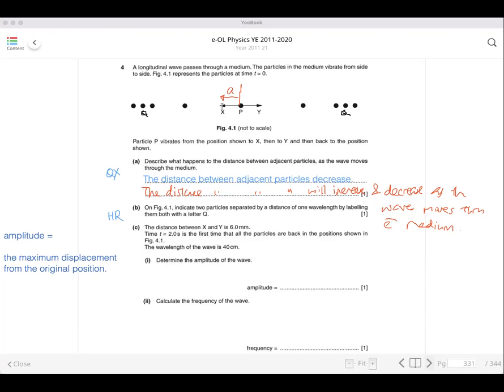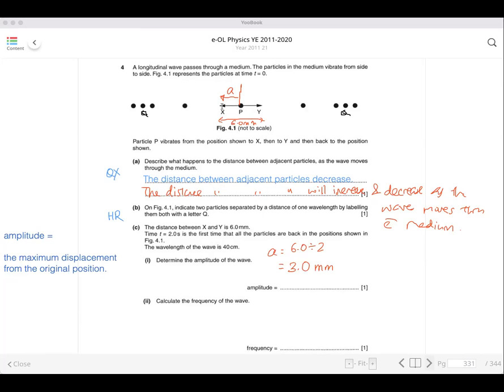Okay, Ryan, that is not the correct accuracy. If x to y is 6.0 mm, the amplitude will be 6.0 divided by 2, you get 3.0 mm. Is that clear? Then, how do you find the frequency of the wave?